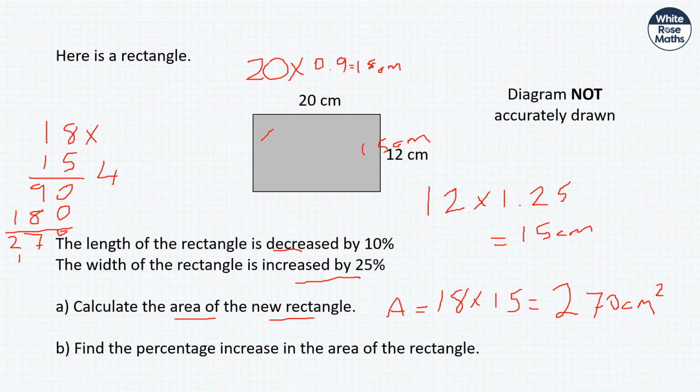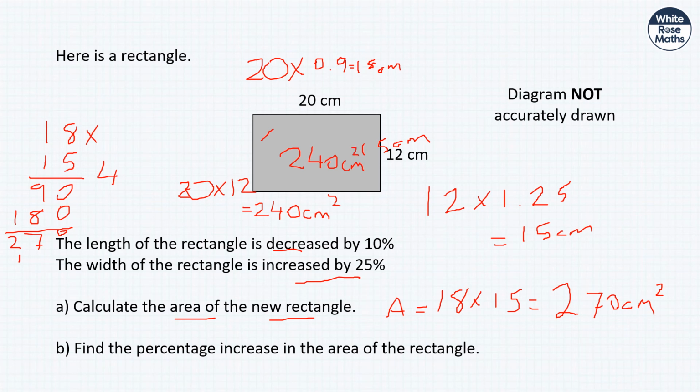For part B, find the percentage increase in the area of the rectangle. So the percentage increase, well, the original area is 20 by 12. So 20 times 12. Well, 12 times 2 is 24, and then add on a 0, I'm going to get 240 centimeters squared. So that's the original area.